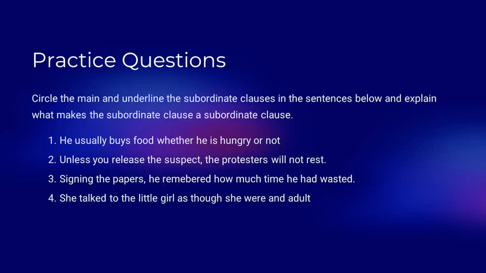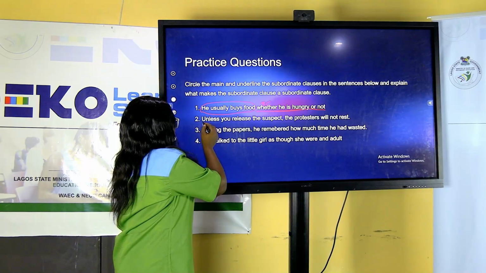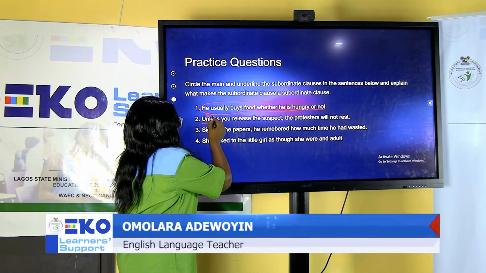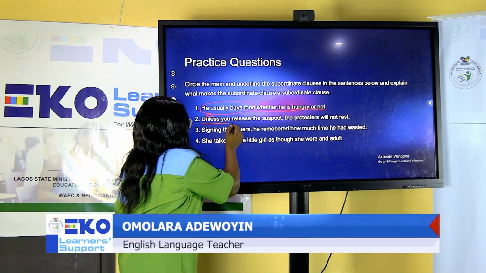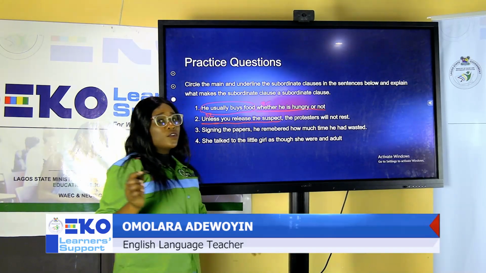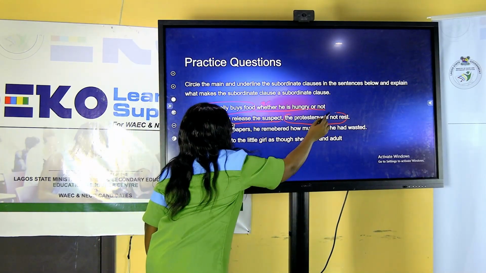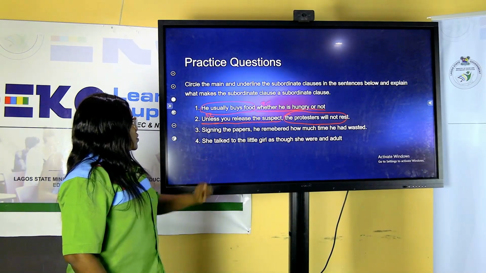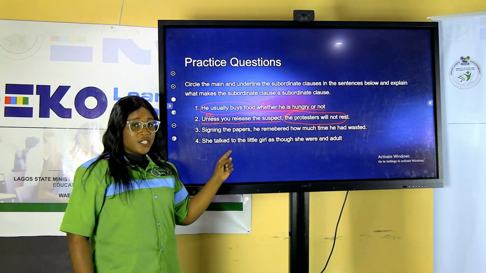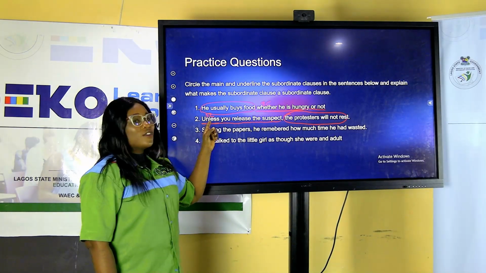Let's move on. Unless you release the suspect, the protesters will not rest. Can you identify this here? Very simple. This is our subordinate clause, subordinating conjunction, which tells us that this is our subordinate clause. The protesters will not rest is our main clause. Remember, you have to circle the main clause and underline the subordinating conjunction, subordinate clause. This is our subordinate clause. Here is our subordinating conjunction unless.